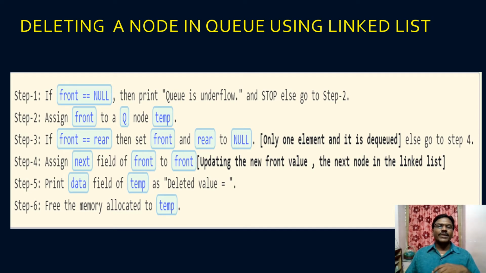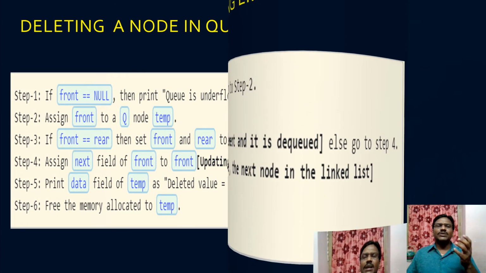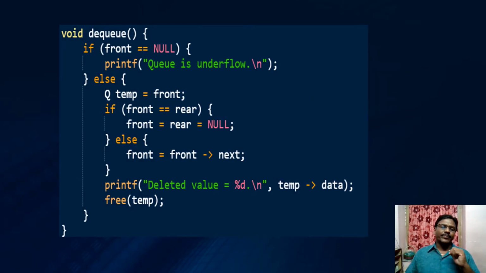Now assign the next field of front to front. It means front equal to front next. Update the new front value. Okay. Then display the data field of temp as deleted. Now free memory of temp. Simply apply the free function, then that memory is also freed. This was the algorithm.